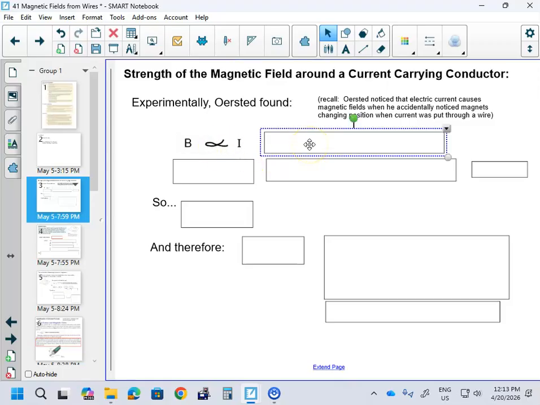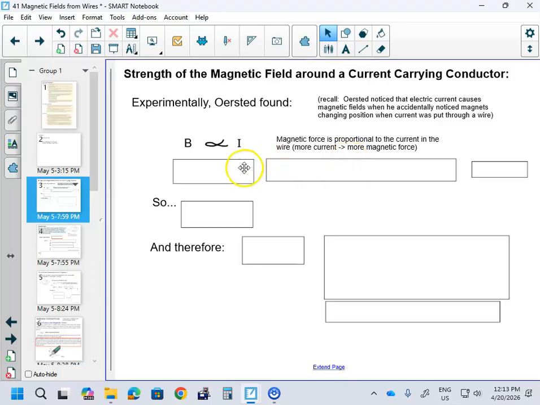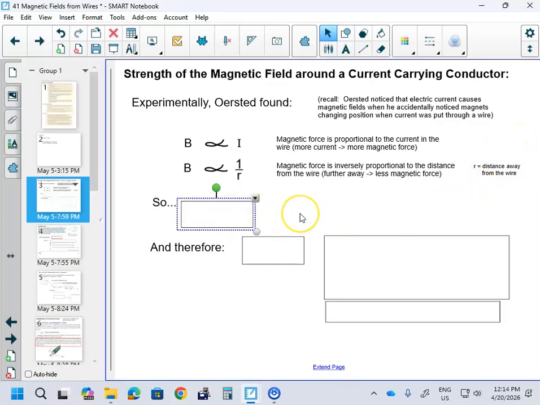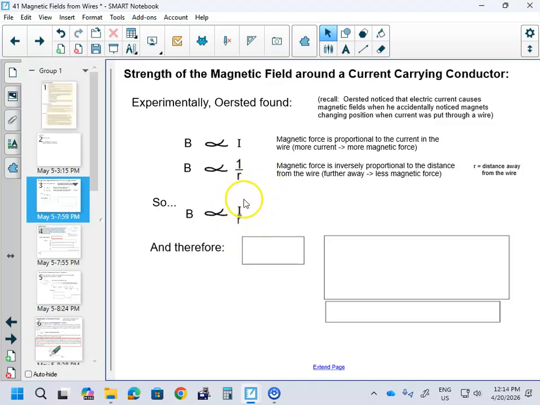He went on to look into it and found that the magnetic field was, of course, proportional to the amount of current, and it was inversely proportional to the distance to the current carrying conductor. So if you combine those two things, it is basically proportional to the current divided by the distance away, right? So we have this kind of relationship.